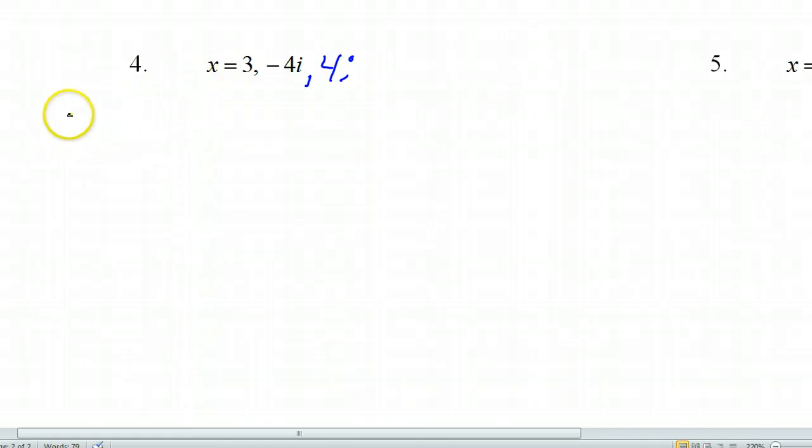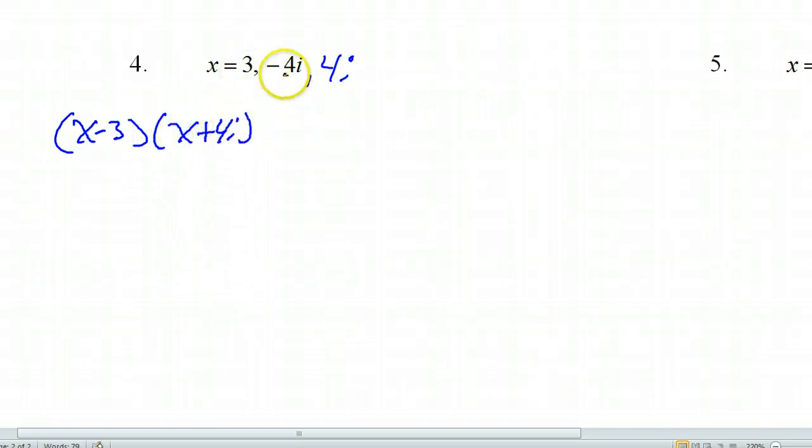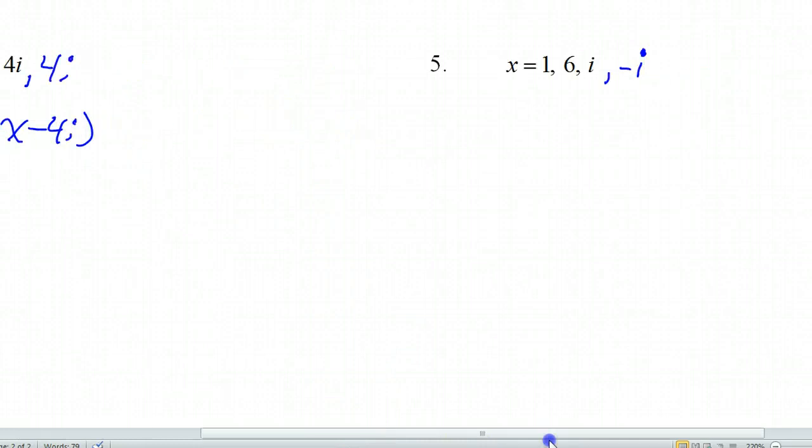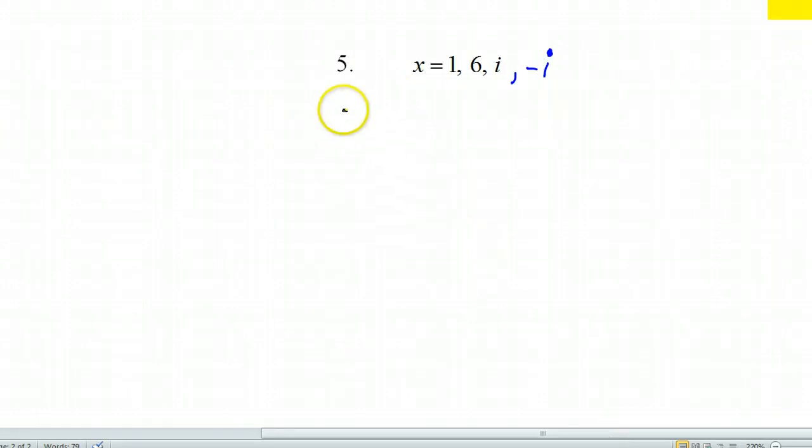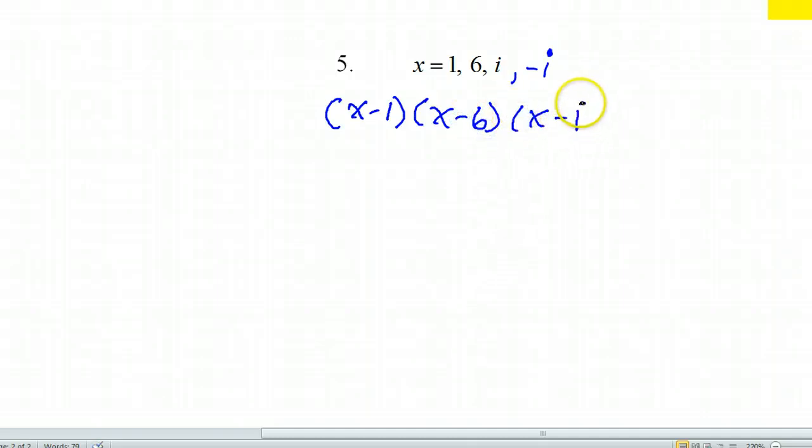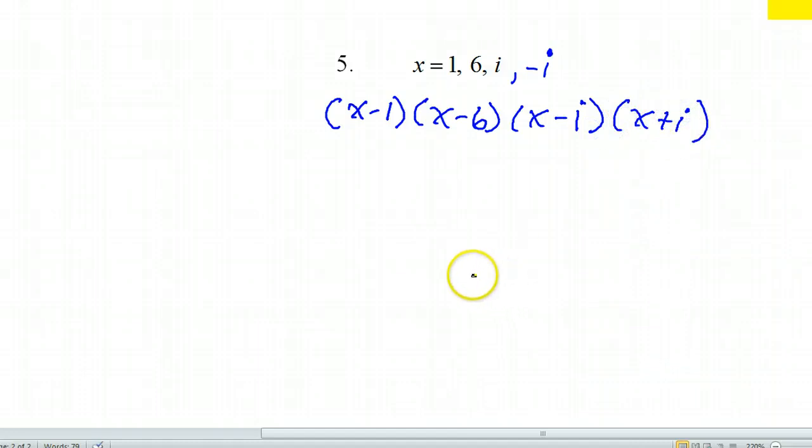I will do the factors real quick. So the factors would have been x minus 3 from the 3, x plus 4i from the negative 4i, and then x minus 4i from the positive 4i. And you would multiply those together just like I already showed you. And then on number 5, the factors would be x minus 1, x minus 6, x minus i, and x plus i. And you would multiply those out 2 at a time.